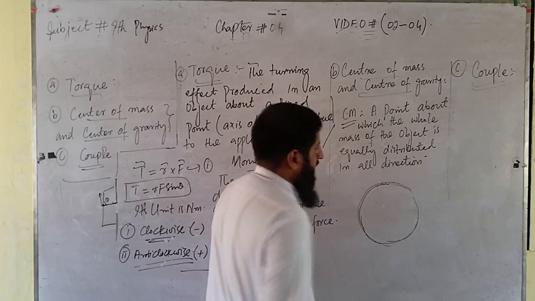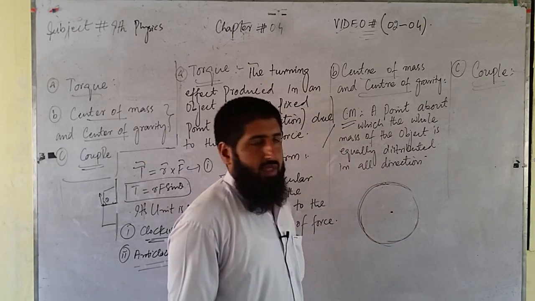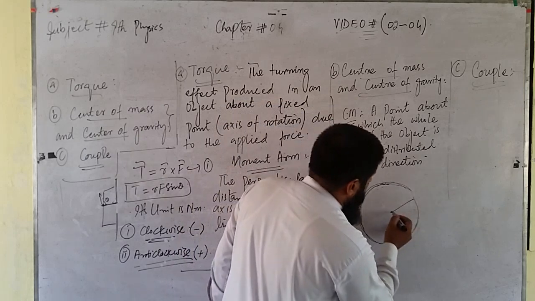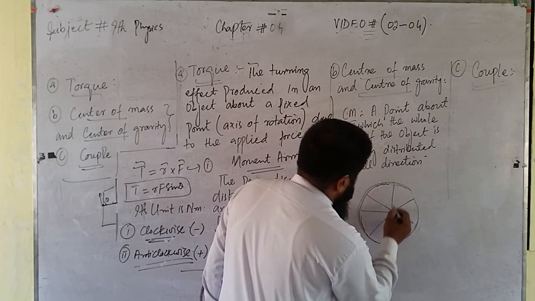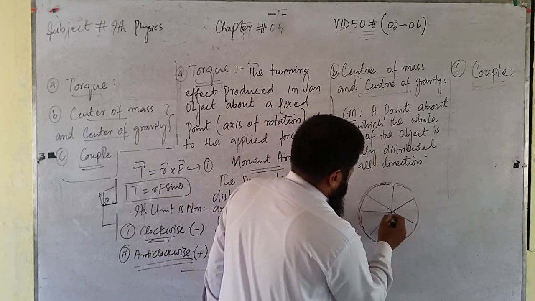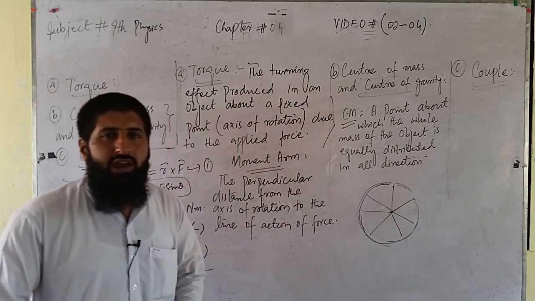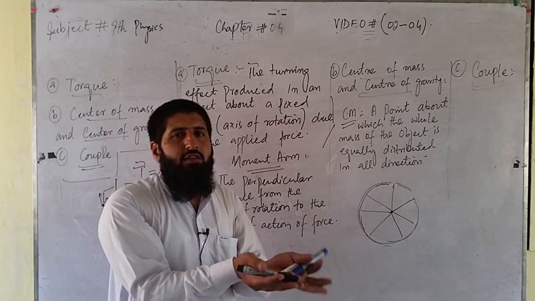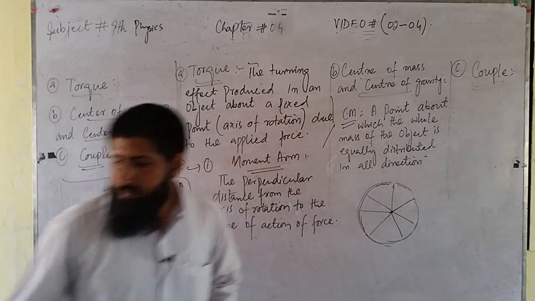Now what will be its center of mass? Its center of mass is considered to be its center, about which the whole mass of the object is equally distributed. So this will be called the center of mass. It is basically that point about which the whole mass of the object is equally distributed in all directions.